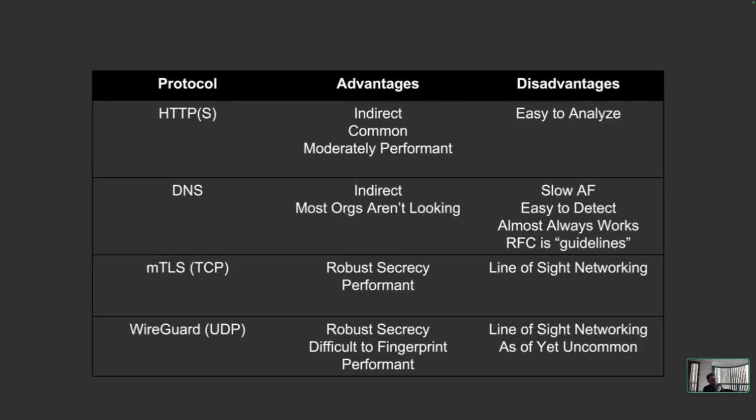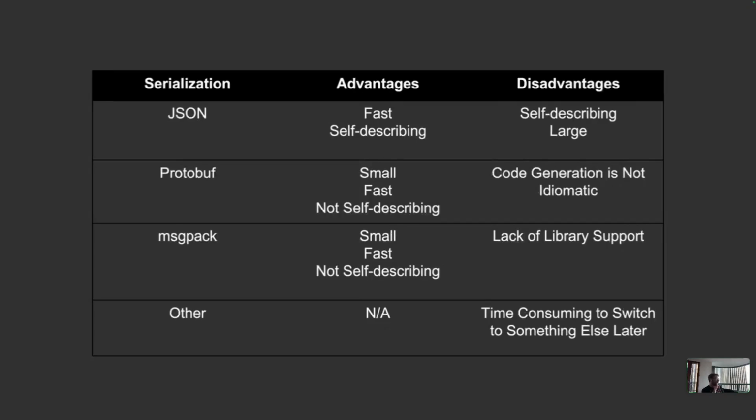The main detections that I see for it are just organizations that are doing packet analysis, and they're like, why is there any WireGuard? We don't use it. So that sort of anomalous traffic detection can often play a role in detecting it, even though it's very difficult to fingerprint. And then of course we also have to choose a serialization format. This is the format that the messages between the server and the implant will take.